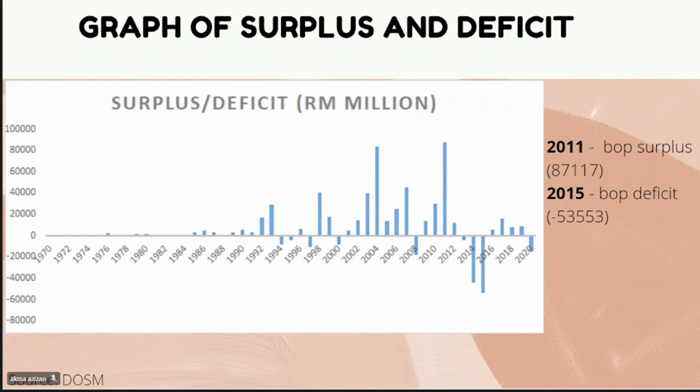So in that graph there are two examples, 2011 and 2015. In 2011, a balance of payment surplus was recorded, mainly by the net inflow from the financial account and a surplus in the current account. While in 2015, a balance of payment deficit was recorded because in the service account imports were higher than exports.